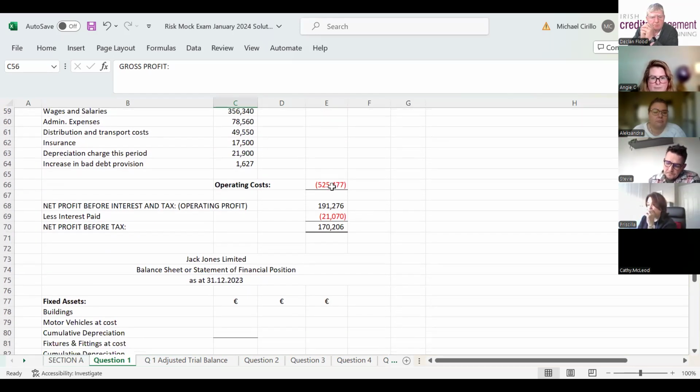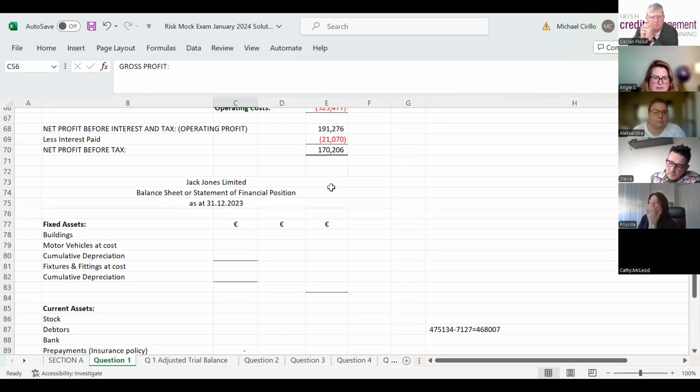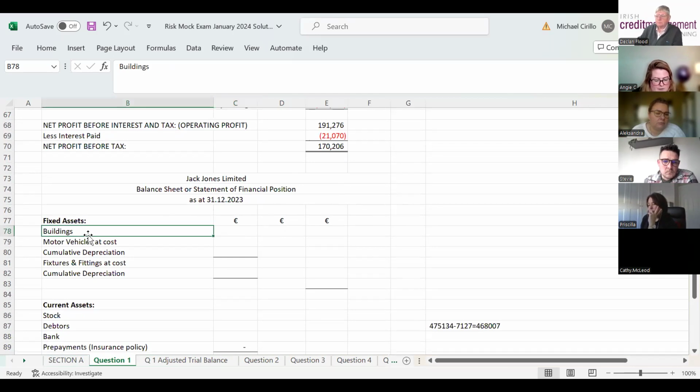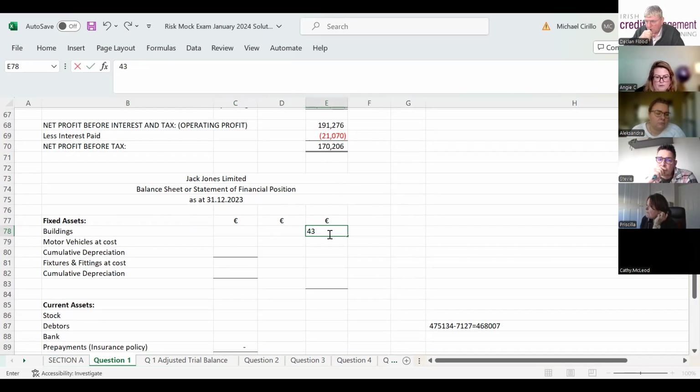Then we're on to the next part, which is the balance sheet, or the statement of financial position. Again, it's important to put in your title. With the balance sheet, you'll always start with your fixed assets. That would be your buildings or your premises. So the total is 430,000.